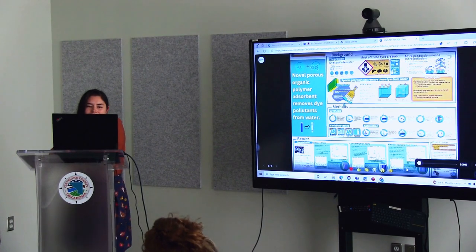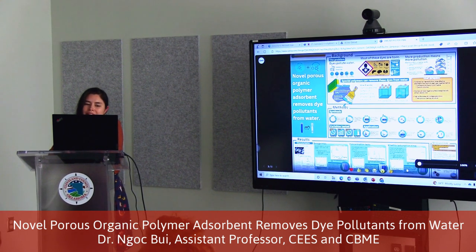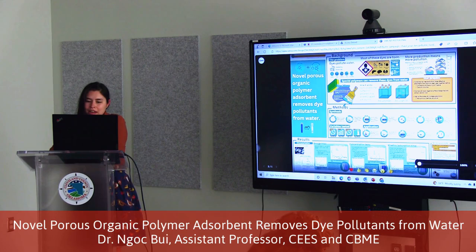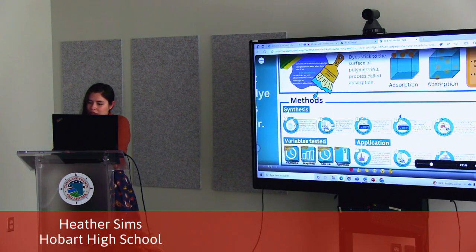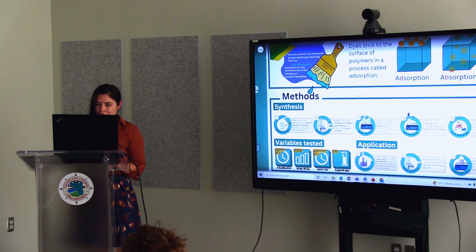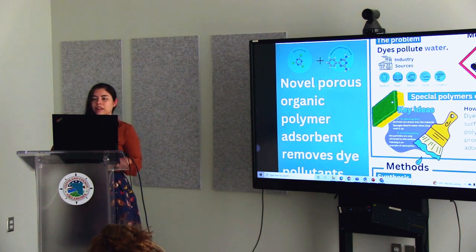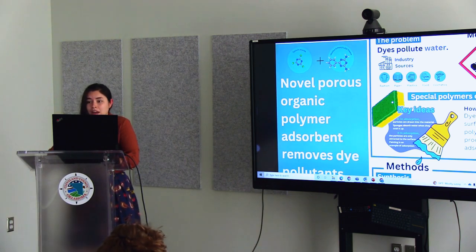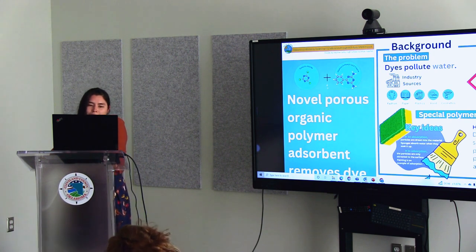So our project is about a novel porous organic polymer and removing dye pollutants from water. And I'm going to go ahead and zoom in. So what we're looking at right now is actually a poster that I'm going to be using in my classroom. So it's me hanging in my classroom. I'm also going to use it as an exemplar for science fairs. So I run science fairs, so they're actually going to be going over our rubric with this poster.